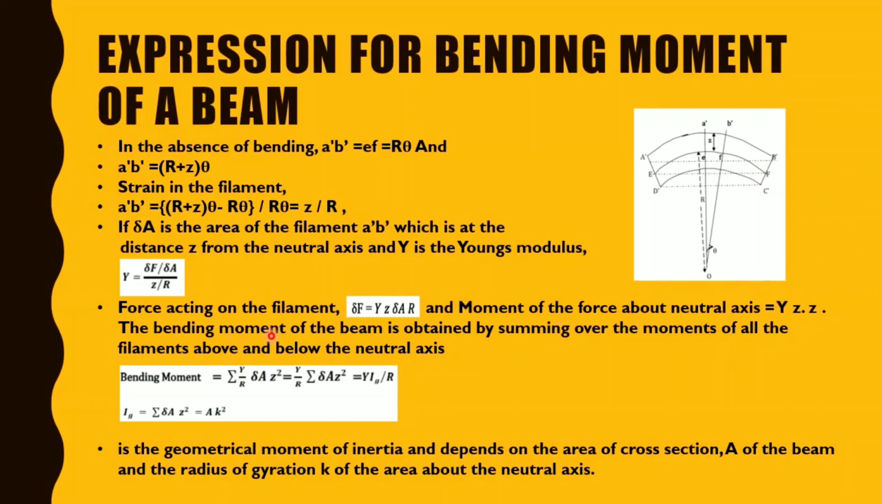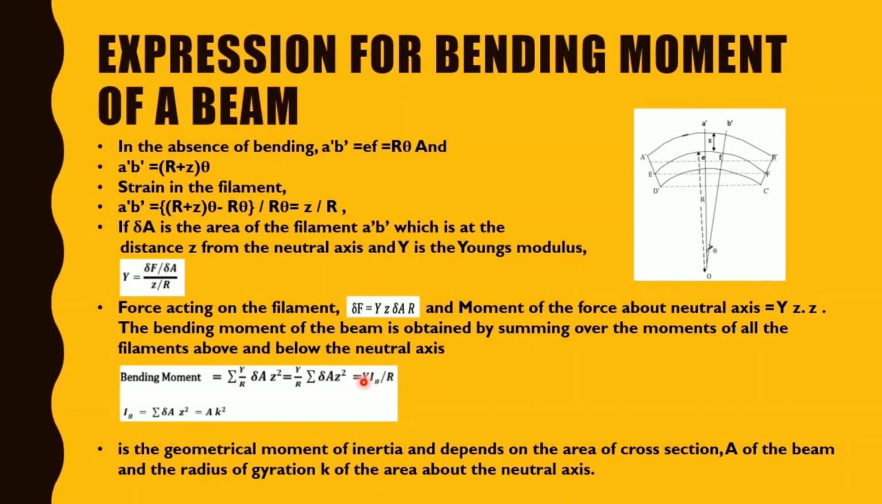The bending moment of the beam is obtained by summing over the moments of all the filaments above and below the neutral axis. So what we will do? We will do a summation. And how will we do it? We are doing summation of Y by R delta A Z square. Okay, so see, Y by R is constant, so it will come out, and the summation is delta A Z square. So, Y Ig by R it will become.